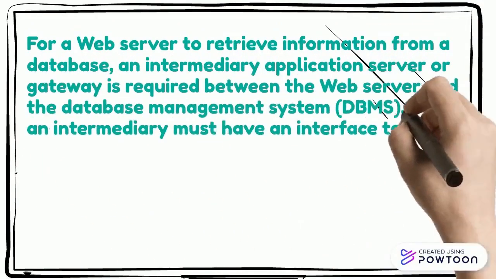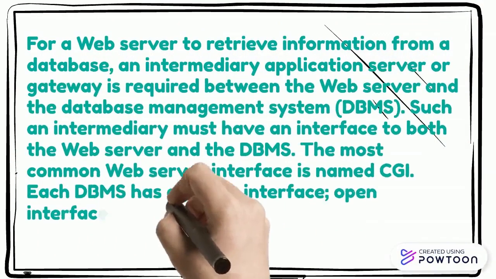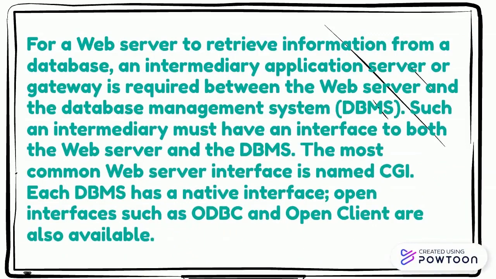For a web server to retrieve information from a database, an intermediary application server or gateway is required between the web server and the database management system, DBMS. Such an intermediary must have an interface to both the web server and the DBMS. The most common web server interface is named CGI. Each DBMS has a native interface. Open interfaces such as ODBC and Open Client are also available.